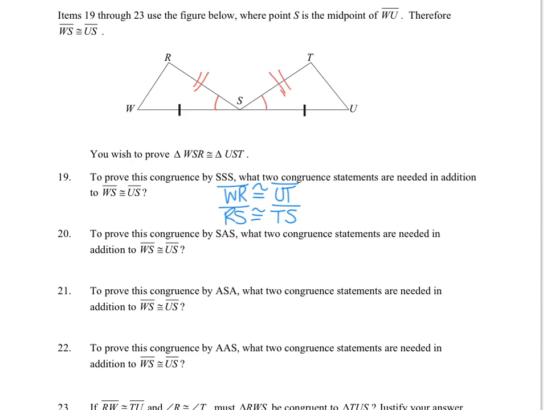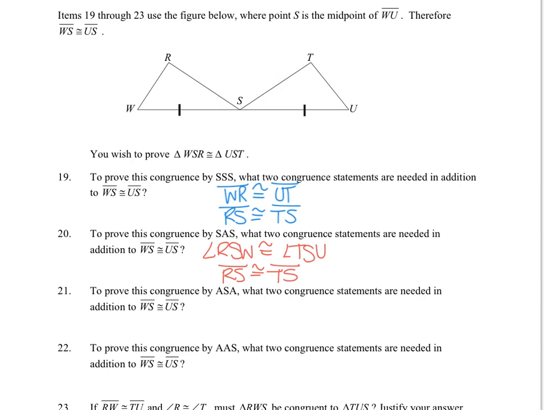So this means we'd need to prove that angle RSW was congruent to angle TSU. We need to use three letters because if we just wrote angle S, we wouldn't know which angle we're talking about. We also need to prove that line segment RS is congruent to line segment TS. If we do that, then we've got SAS. Remember that the order that you write it matters.